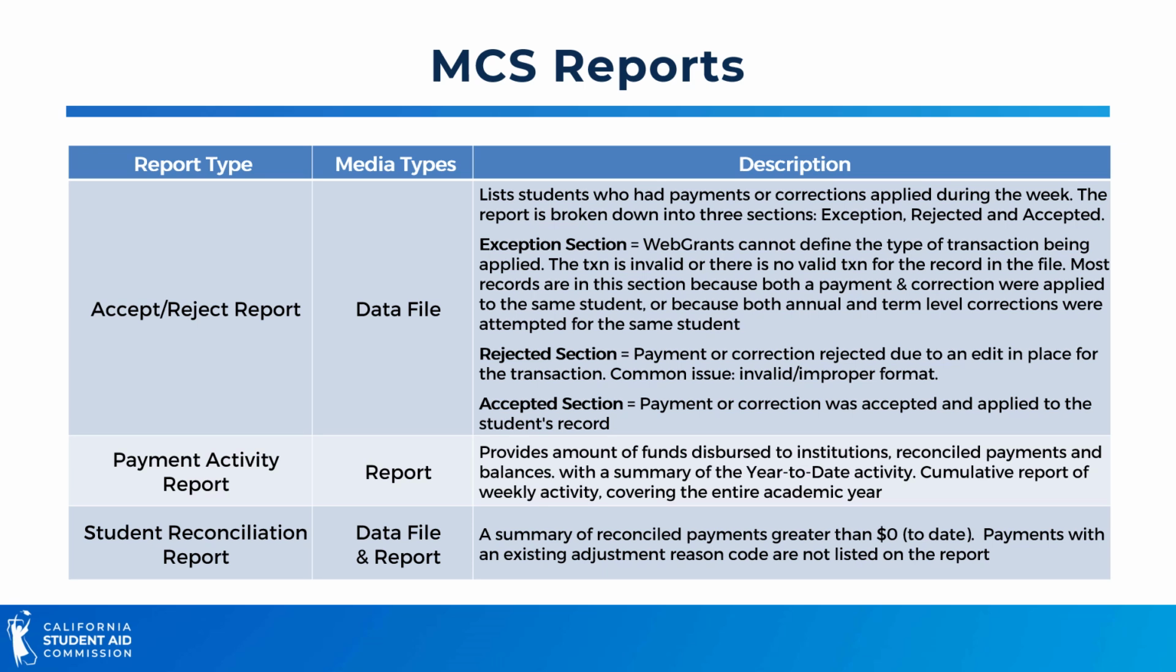This report has 3 sections. The Exception section includes students who could not be processed due to having both a payment and a correction applied in the same file. The Rejected section lists payments and corrections that were rejected. The Accepted section displays all payments and corrections that were successfully processed. As discussed earlier in this module, the payment activity and student reconciliation reports are critical when reconciling MCS funds.